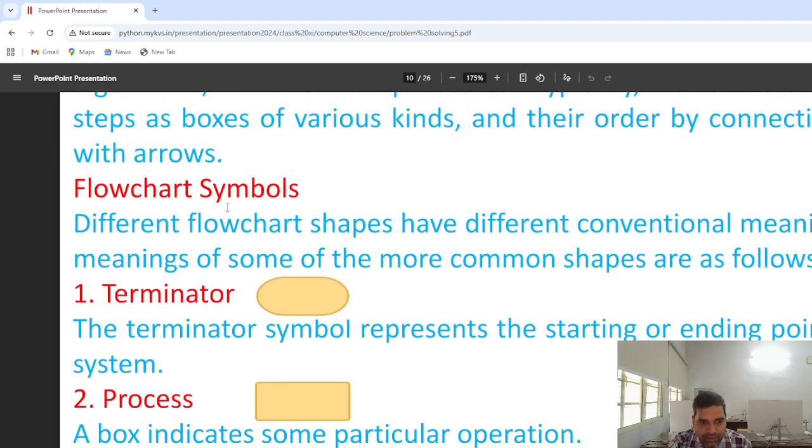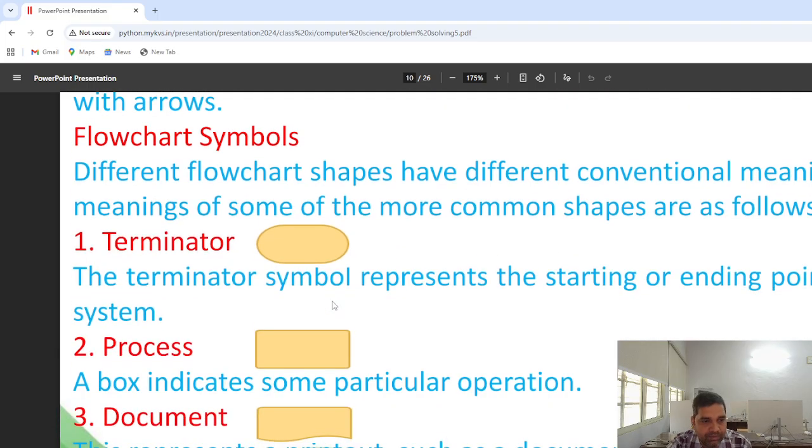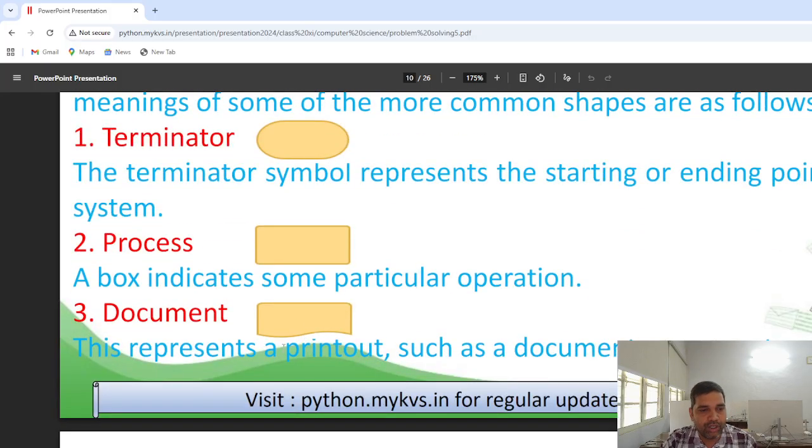Here we see the flowchart symbols. This oval is used as a terminator or start. Different flowchart shapes have different conventional meanings. The meaning of some of the common shapes are given here. This is used to terminate the program or start the program. Process is represented by a rectangle. A box indicates some particular operation. Whatever operational processing steps you are doing in your program, calculation, addition, subtraction, multiplication, division. And this is a document, which represents a printout such as a document or a report.